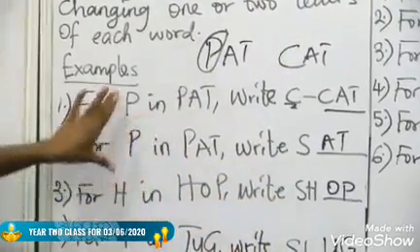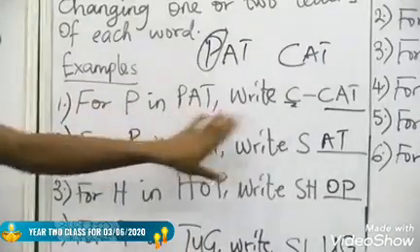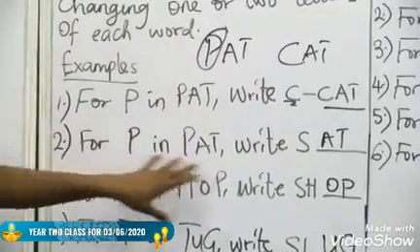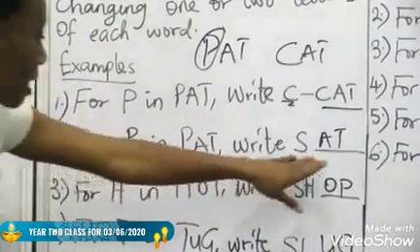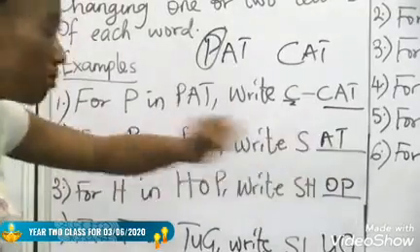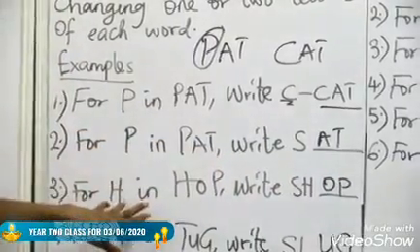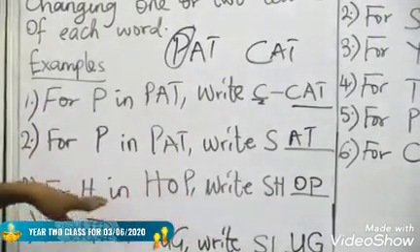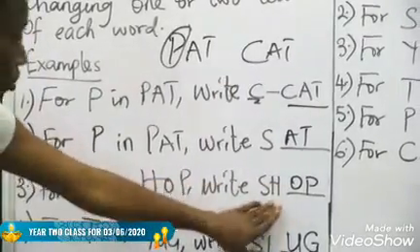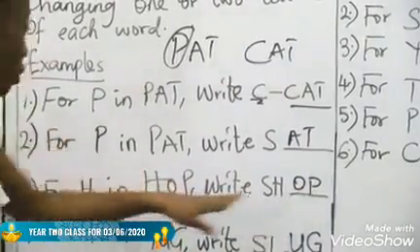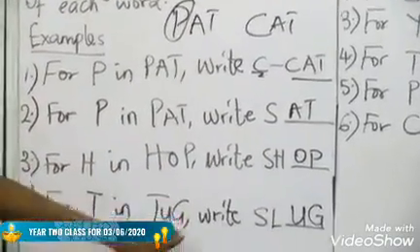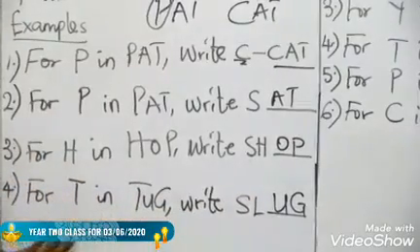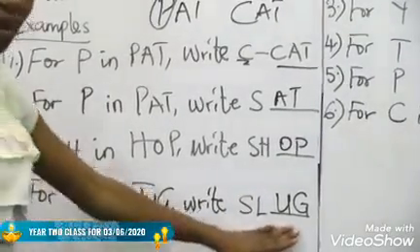You understand? For each of the letters here, like P in part, write C. If you look here, you will not see that P. For P in part again, write S. If you look here again in the new word that you formed, there is no P here. Now for H in hop, write SH. If you look very well here, you see that the SH is just what they have given you. So you write your OP here, you remove the H. For T in tug, you write SL. They've removed the T, and your UG is what is remaining, so you write it here.